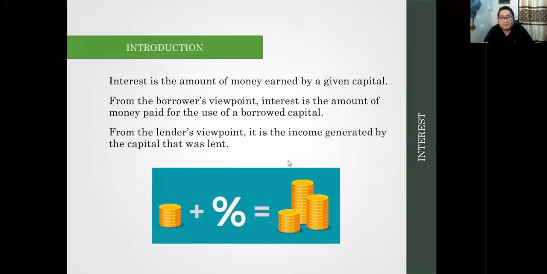So as an introduction, ano natin ang interest? So interest is the amount of money earned by a given capital. So from the borrower's point of view, si interest is yung amount ng money paid nung nangungutang sa kanya on top dun sa inutang sa kanya, no? So from the borrower's viewpoint, yun yung dinadagdag niyang kabayaran dun sa inutang niya. And from the lender's viewpoint, ito yung income na nakadagdag dun sa pinautang niyang pera.